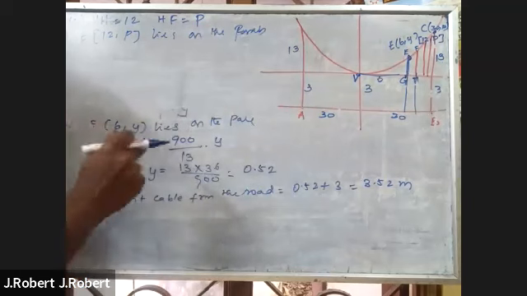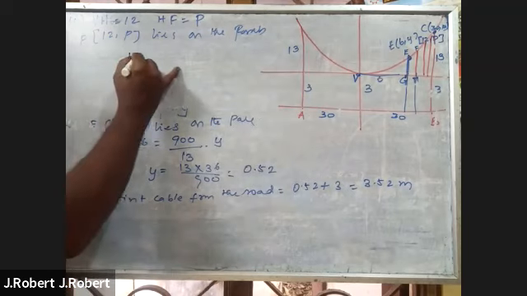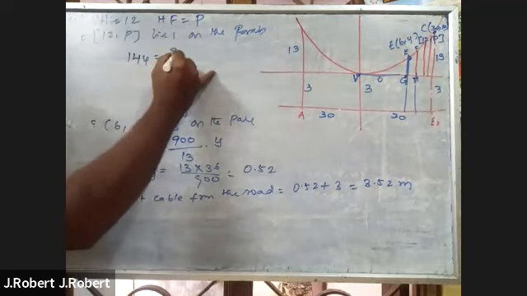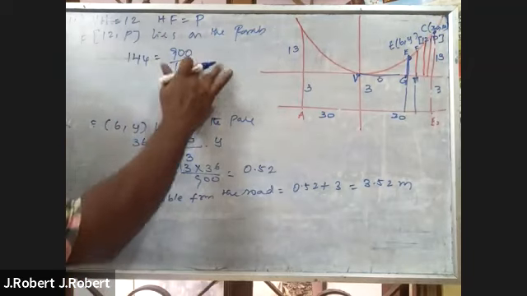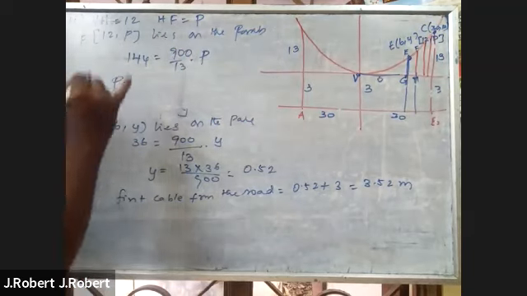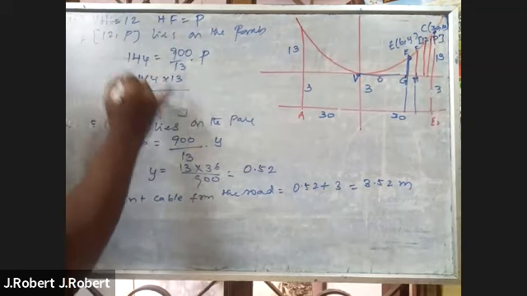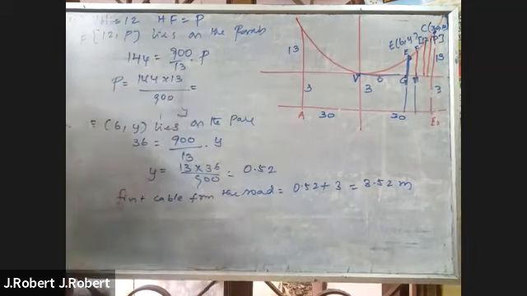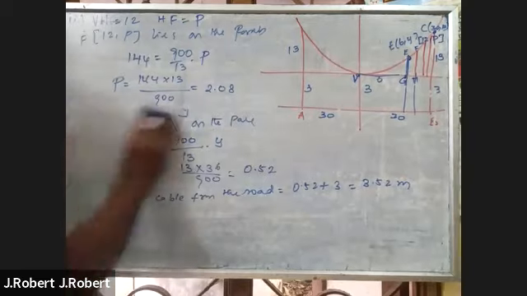Parabola ஒரு formula என்னது? x squared equals to 900 by 13 into y. அப்போ therefore the equation of the parabola becomes எப்படி ஆயிடும்? Equation of the parabola அப்போ 12 square 144 is equals to 900 by 13 into y, sorry into p. p எடுத்துக்கிறோம் இல்லையா, into p. From this your p is equals to 144 into 13 divided by 900. So simplifying this, we'll get 2.08. We'll get 2.08, p உடைய value.